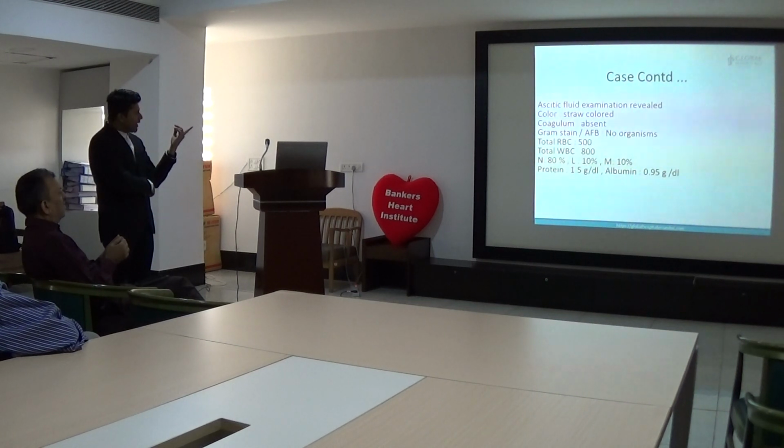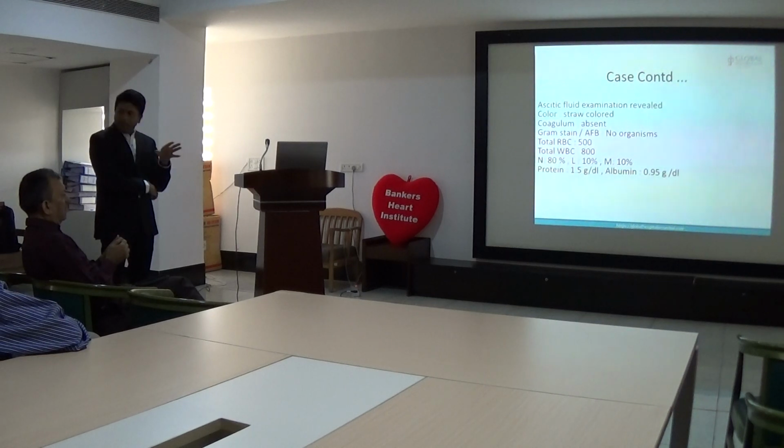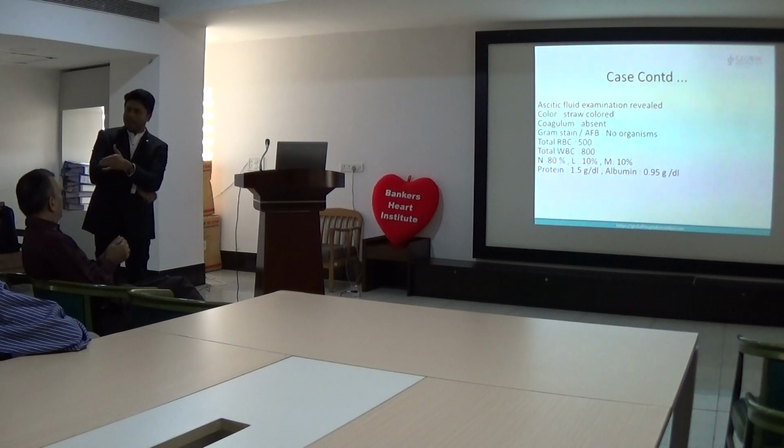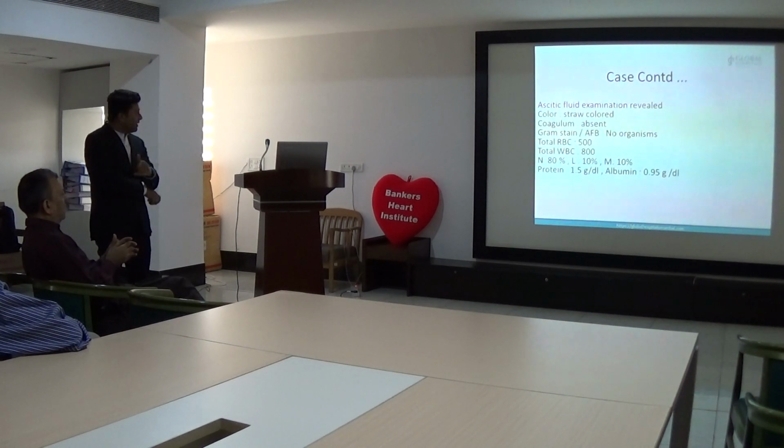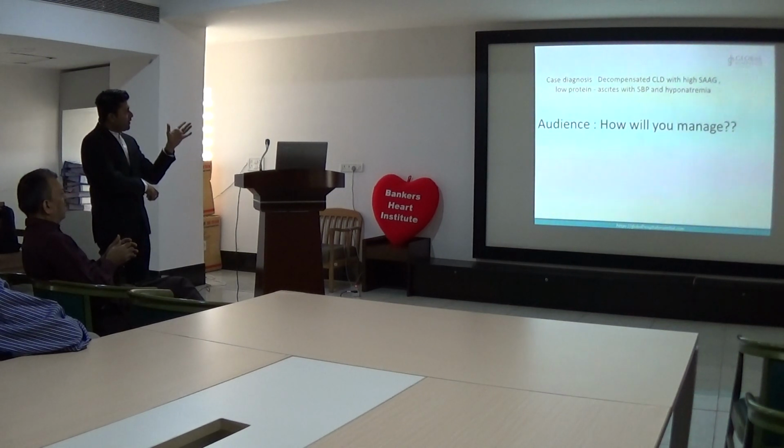Total RBC was 500, WBC count was 800. It was neutrophil predominant, with a protein of 1.5 and albumin of 0.95. Now we have the preliminary report. Since it's a liver case, this patient has basically a high SAAG, low protein ascites with SBP. We have the diagnosis.